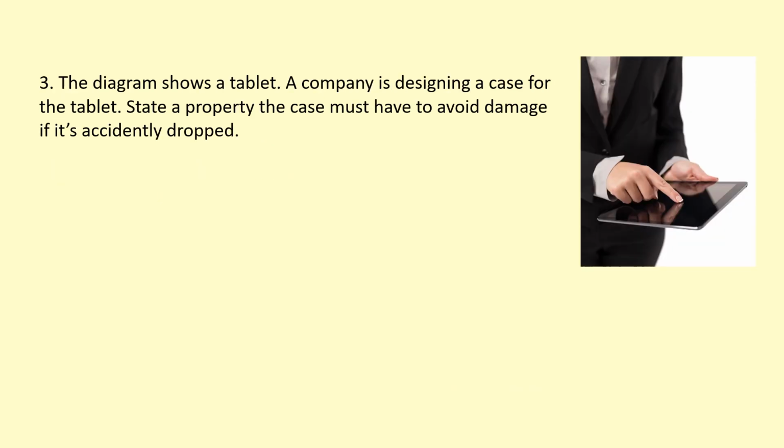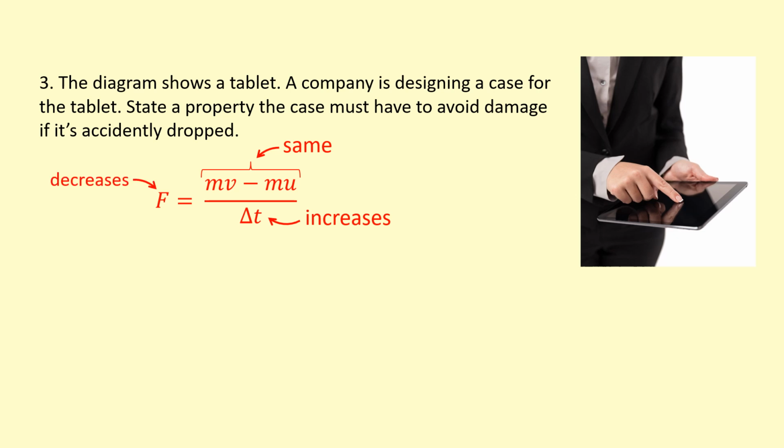Okay, third and final example. The diagram shows a tablet. A company is designing a case for the tablet. State a property the case must have to avoid damage if it is accidentally dropped. Ultimately, we're going to use this equation. What we don't want is the tablet to hit the ground and stop suddenly. We want it to stop over a slightly longer period of time. We want the time at the bottom of the equation to increase for the same change in momentum. Let's assume it's going to hit the ground at the same speed with and without the case. This will reduce the rate of change in momentum and we're decreasing the force on the object.